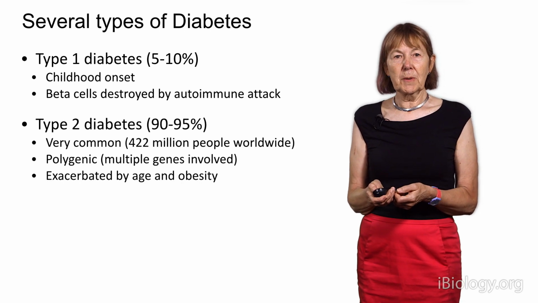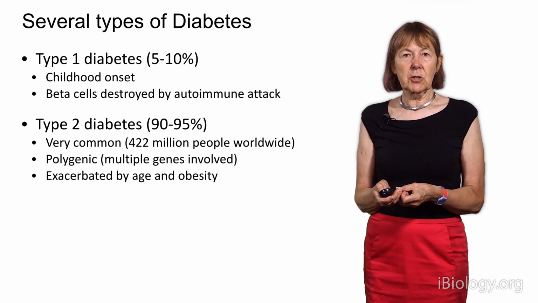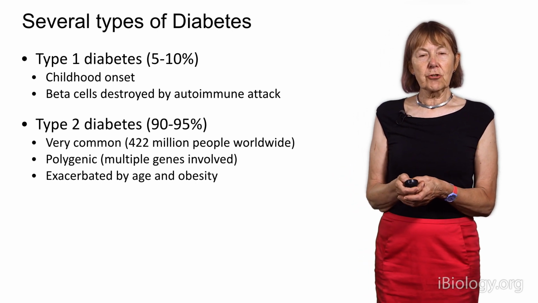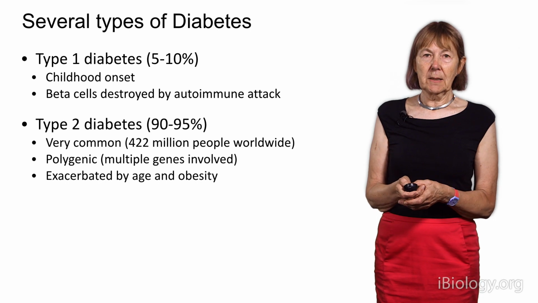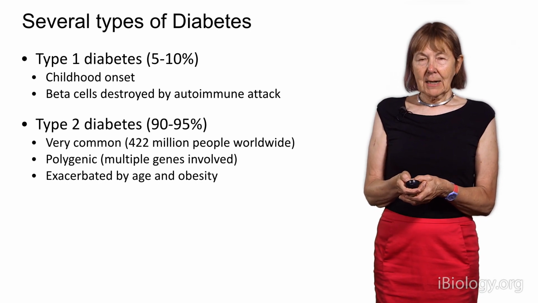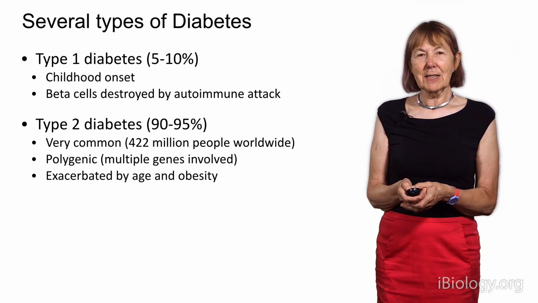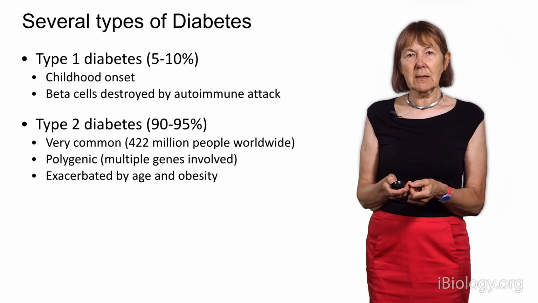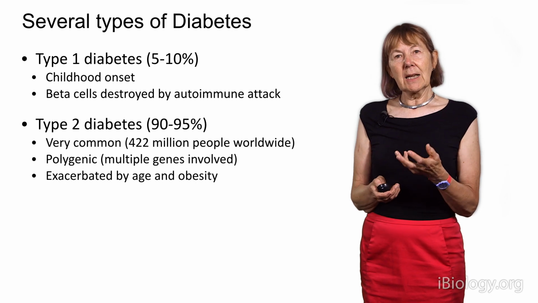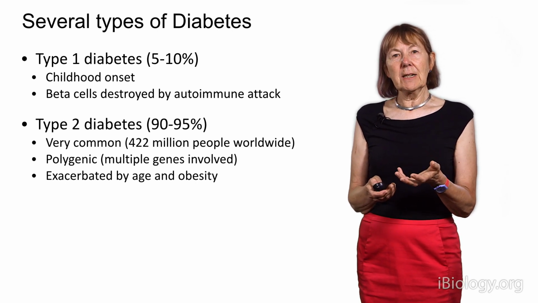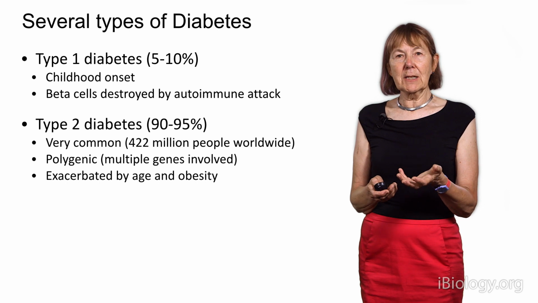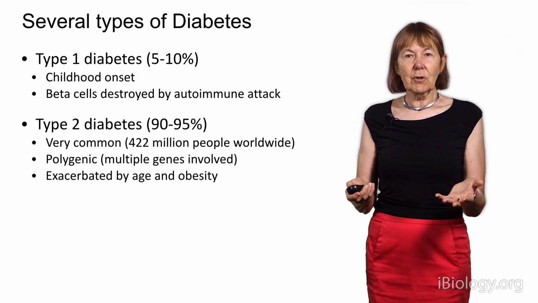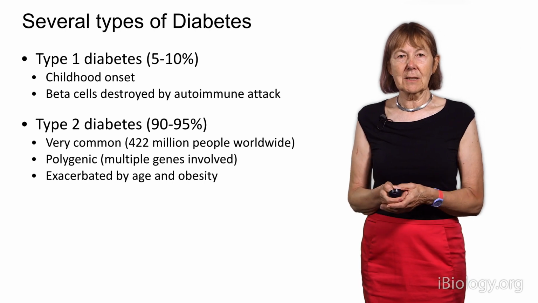The much more common form of the disease is type 2 diabetes, which affects over 90% of patients with diabetes. It's extremely common, 422 million people globally. And the Human Genome Project and subsequent studies have shown that multiple genes are associated with an increased risk of type 2 diabetes. But in the case of each individual gene, the increase in risk is only very small. So it's thought that it must be a combination of many genes that's required in order to enhance your risk.